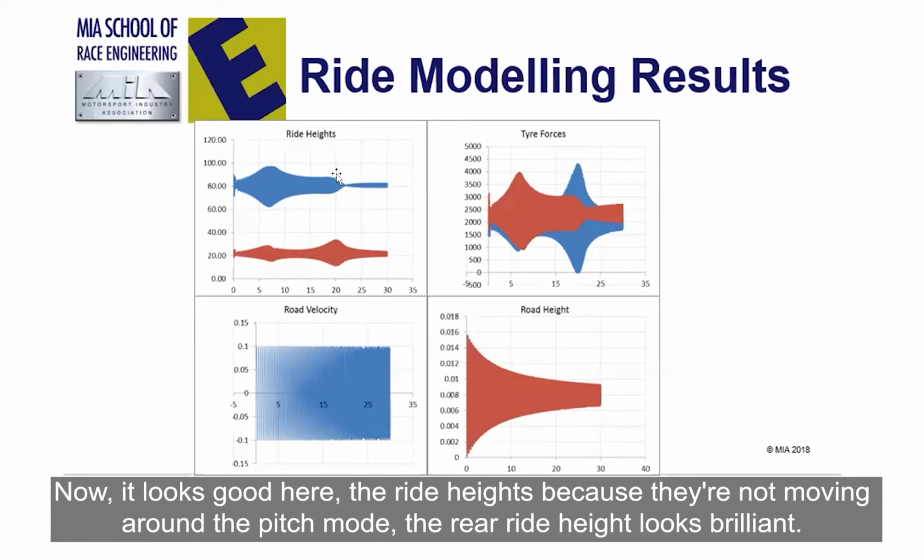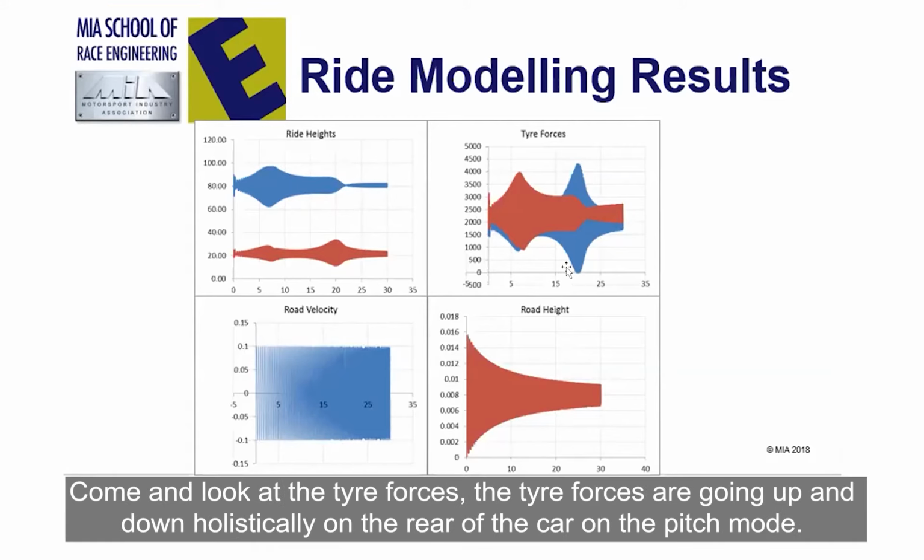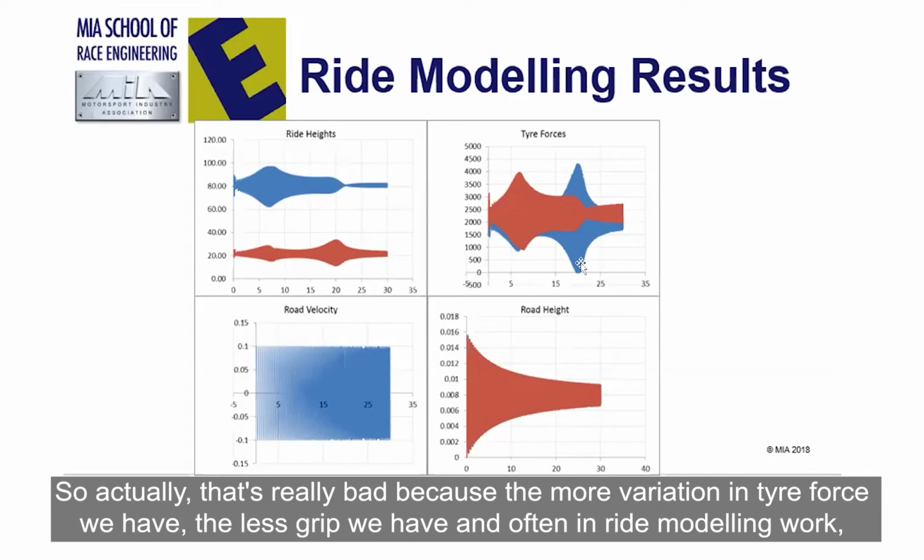Now, it looks good here, the ride heights, because they're not moving around at the pitch mode. The rear ride height looks brilliant. Come and look at the tire forces. The tire forces are going up and down ballistically on the rear of the car on the pitch mode. So actually that's really bad, because the more variation in tire force we have, the less grip we have.